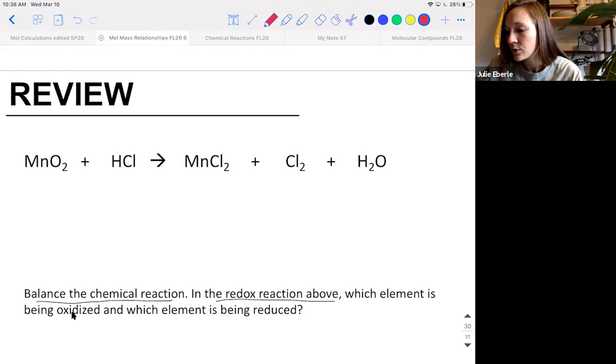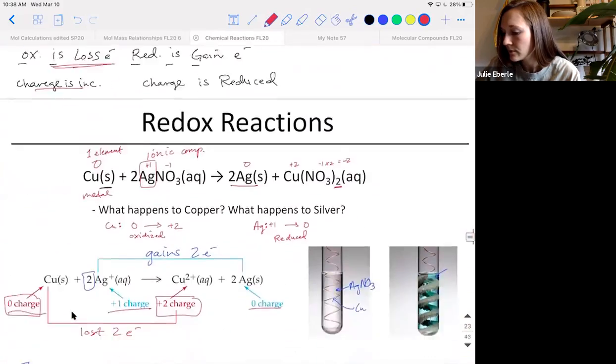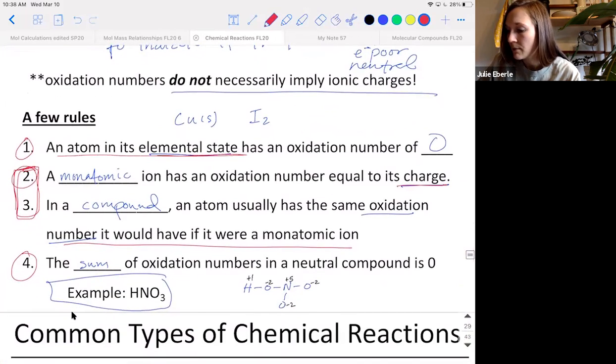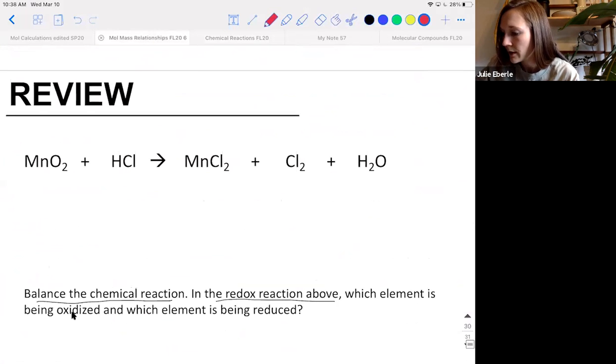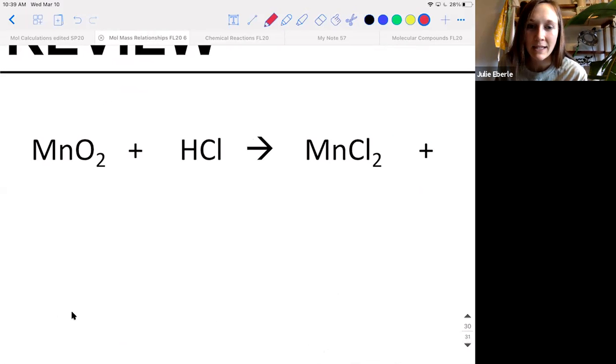So remember the rules for assigning oxidation numbers are right down here. Number one, an atom in its elemental state, meaning by itself, has an oxidation number of 0. So this chlorine right here should get an oxidation number of 0. That's the only one by itself, though. So that's the only easy part. Let's just start going through. Mn, what is Mn? It's not magnesium. Magnesium is Mg. Mn is manganese. It's a transition metal.